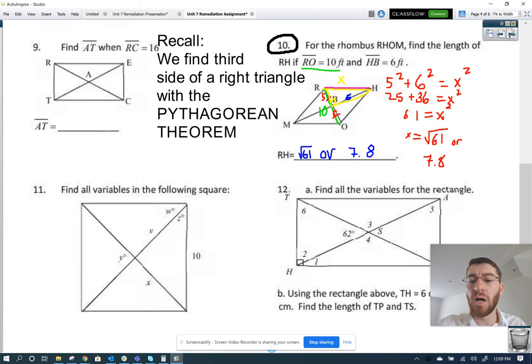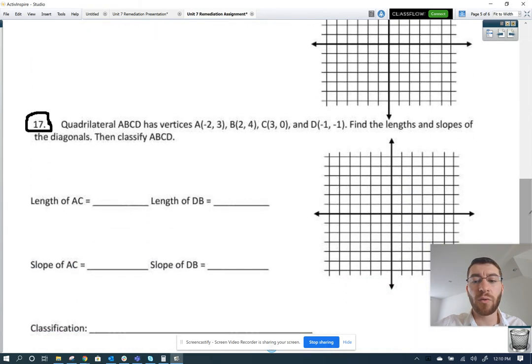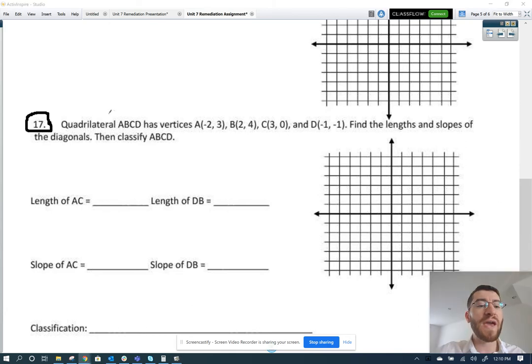All right, so let's move on to the back page. We just have one more problem. We're going to do a graphing or coordinate problem. In this problem, we have some quadrilateral A, B, C, D, and it has these vertices. We want to find the lengths and slopes of those diagonals. And we almost always find lengths with the Pythagorean theorem.